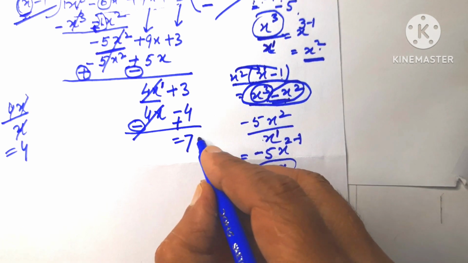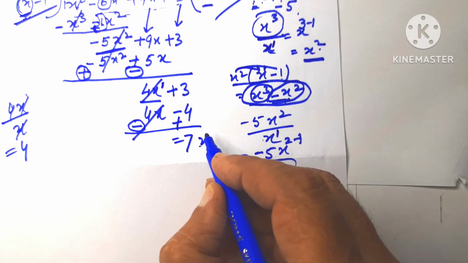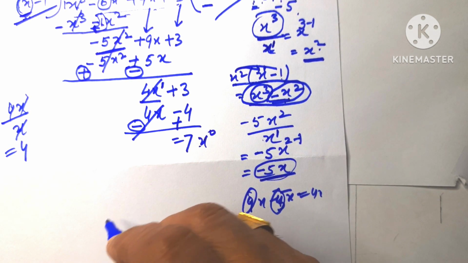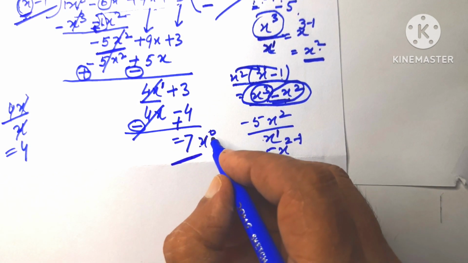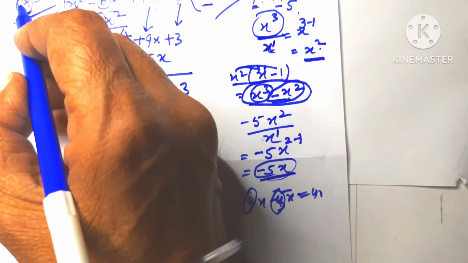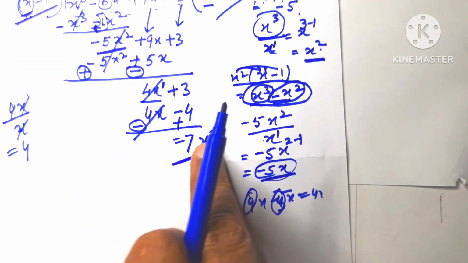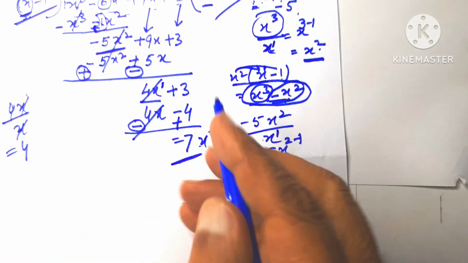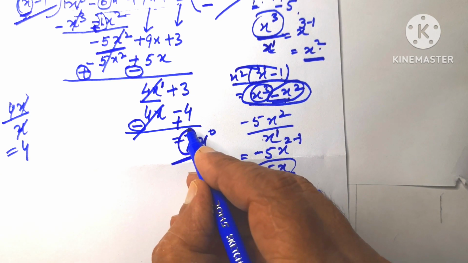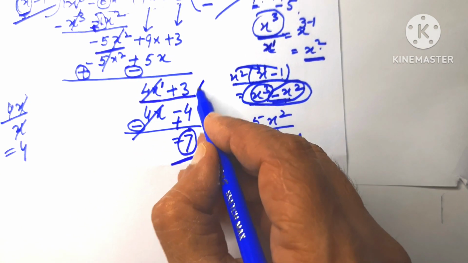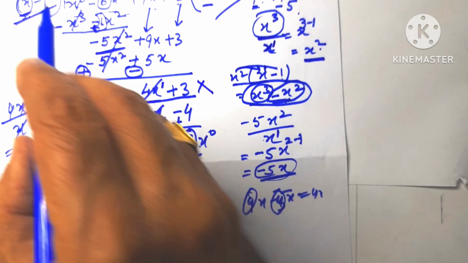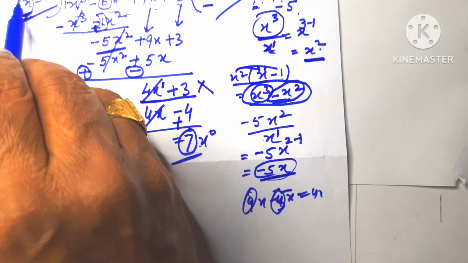Here what is the degree? 0. The degree is 0, and the degree of the divisor is 1. Now 0 is less than 1. Therefore 7 is a remainder. 4x plus 3 is not a remainder because the degrees of the remainder and the divisor are equal.